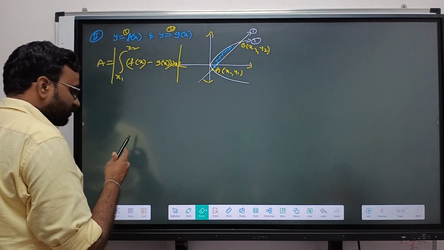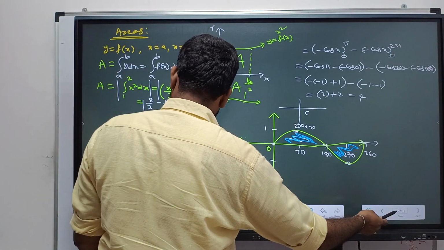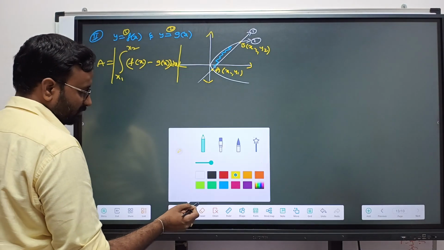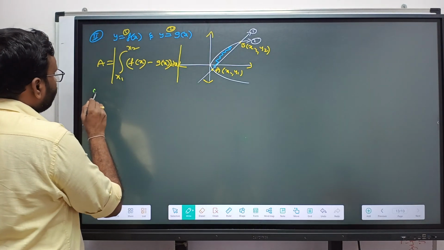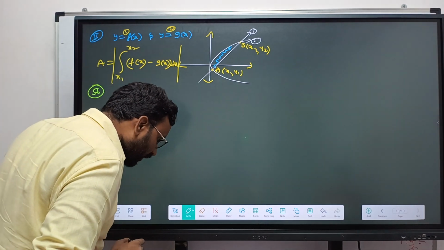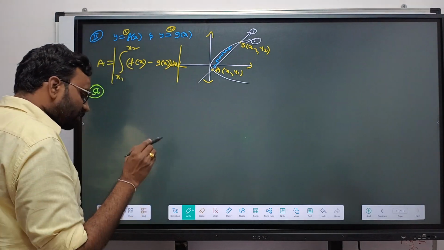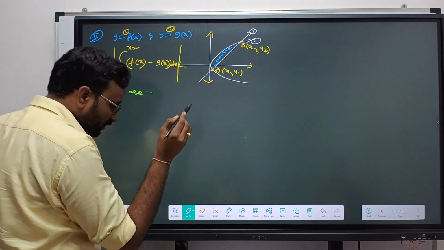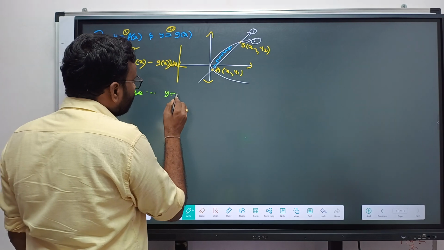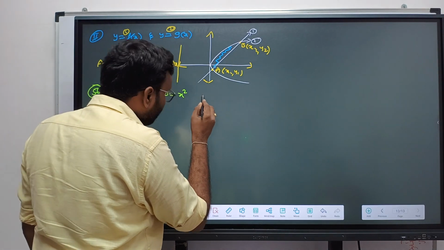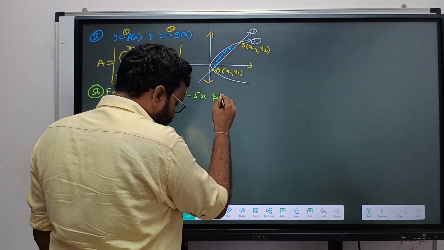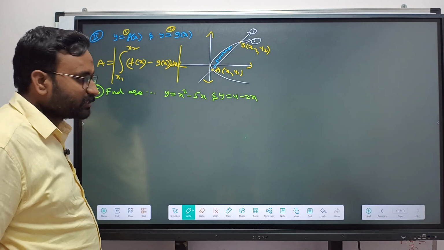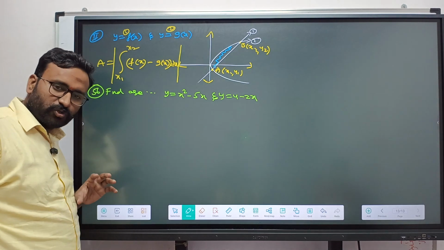See the question number, what? Question number 55, 56. See, what is the question? 56. So that is, find the area enclosed between the curves. The curves are given: y is equal to x square minus 5x and y is equal to 4 minus 2x. These two are given. Okay, now it is asking the area between these two curves.